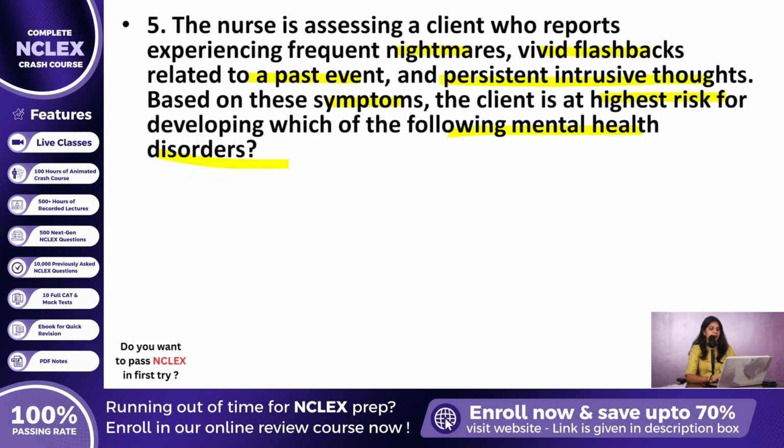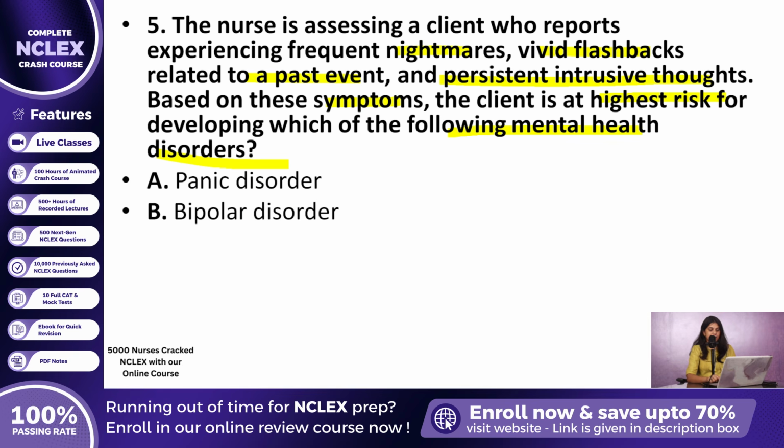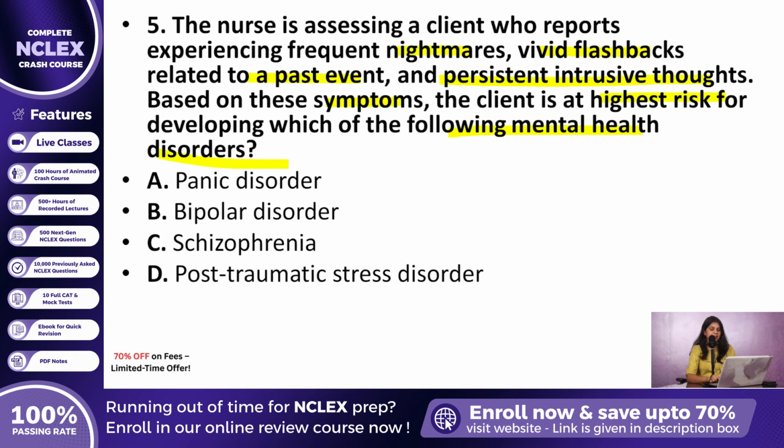Here are the options. Option A, panic disorder. Option B, bipolar disorder. Option C, schizophrenia. Option D, post-traumatic stress disorder. And the correct answer is option D, post-traumatic stress disorder.